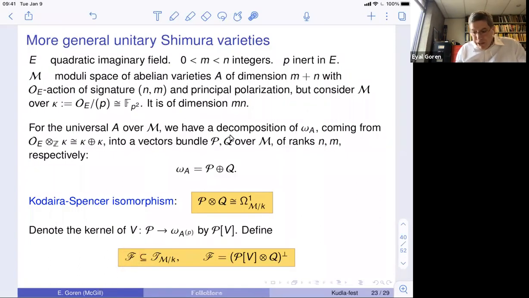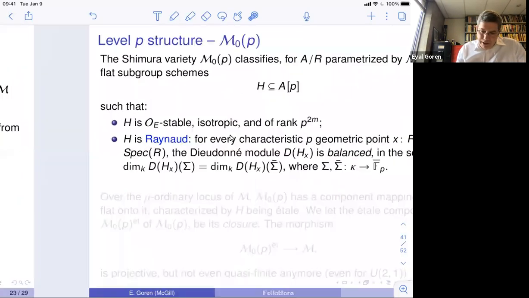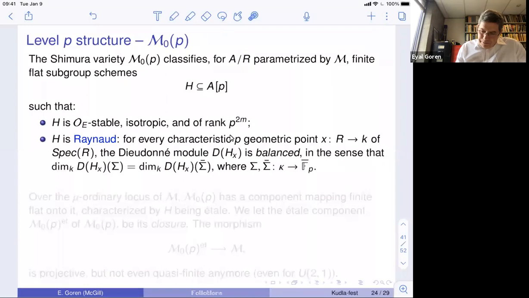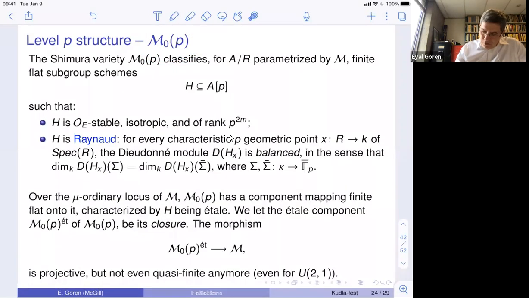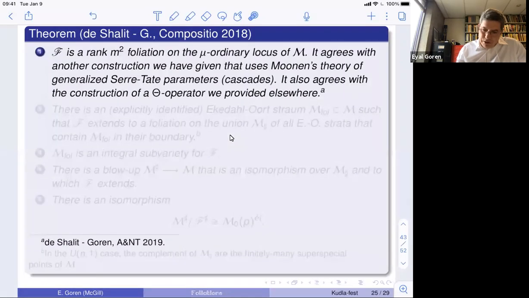By construction, it's a sub vector bundle of the tangent bundle of M. And likewise, there's a level P moduli problem associated to it. So I was trying to be more precise about what it is, but in the interest of time, I'll skip this precise description and just say what the theorem is.